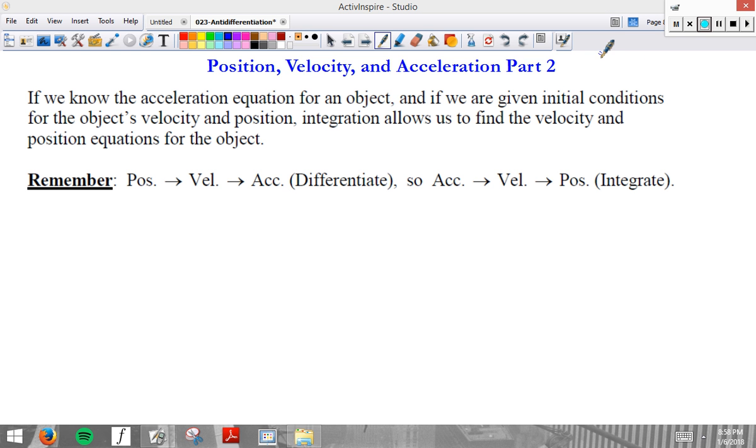We're going to be working on 5-4. This is the third part. Today we're going to be talking about how we can use anti-differentiation or integration on position, velocity, and acceleration problems.